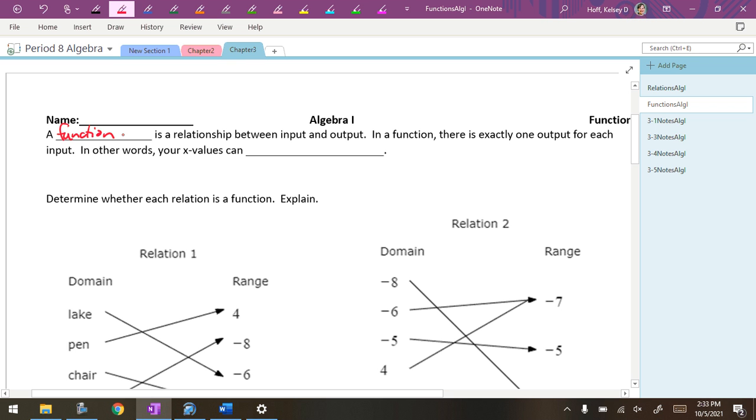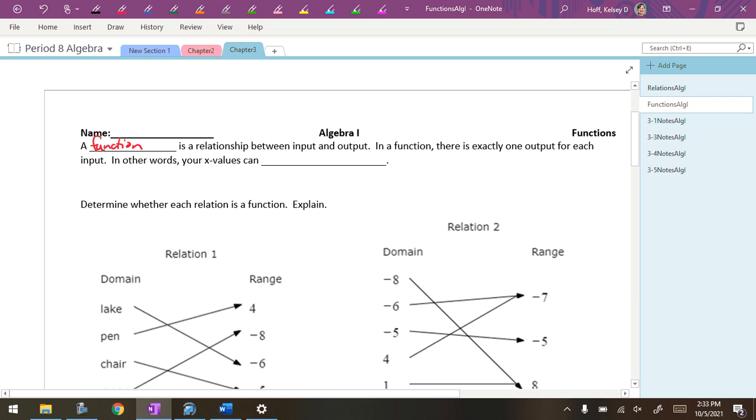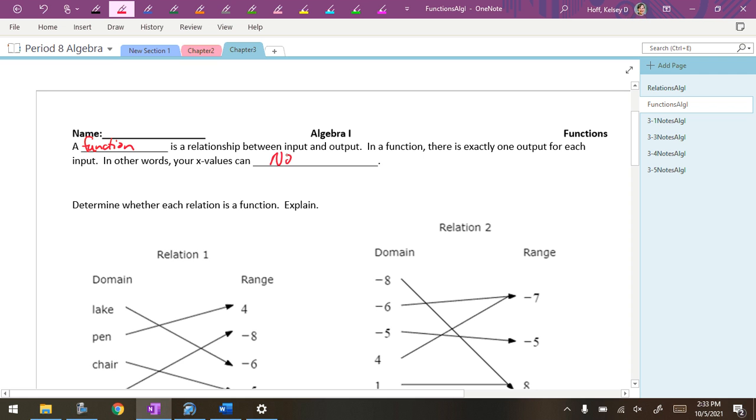A function is a relationship between the input and the output. In a function, there is exactly one output for each input. In other words, your x values cannot repeat. Your x values cannot repeat in order for it to be a function.